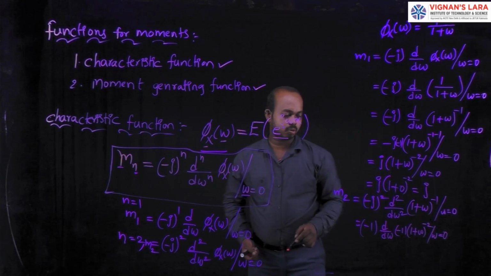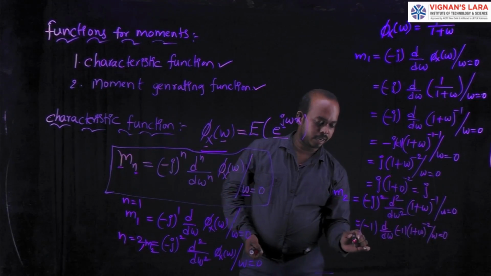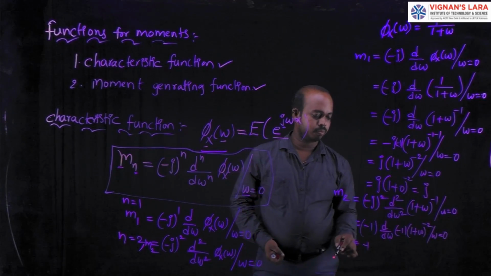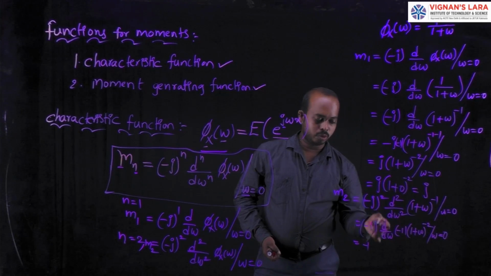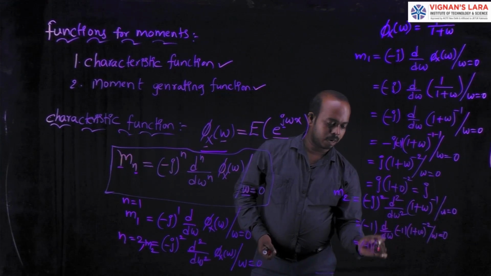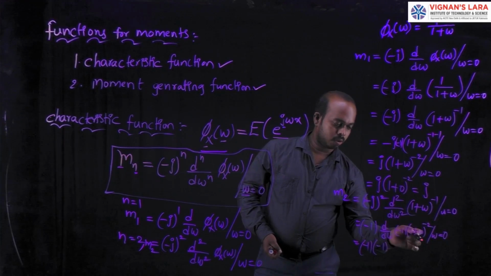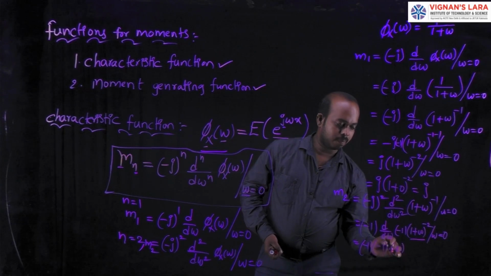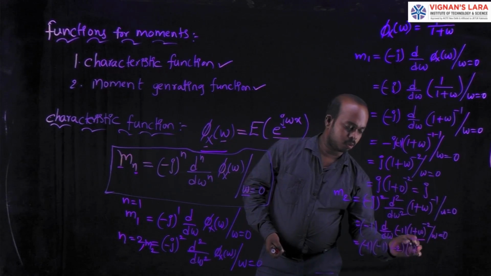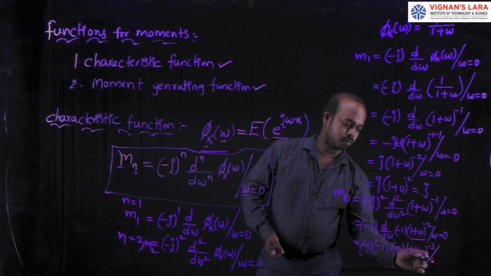Now I am applying the differentiation on this quantity. The minus 1 is a constant, so I can separate it and move it before the differentiation, multiplying minus 1 with minus 1. Then apply the differentiation on this function: minus 2 multiplied with 1 plus omega whole power minus 3 at omega equal to 0.